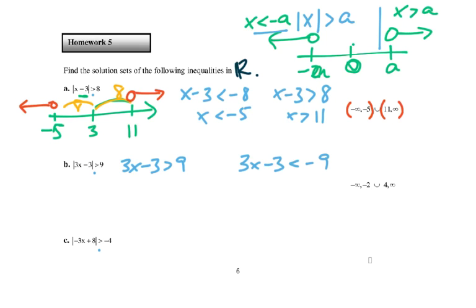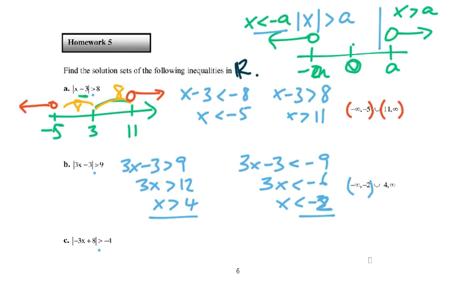All right, so adding 3 we'd get 12. Dividing by 3 gives us 4. And here we'll add 3, which will get us to minus 6. Divide by 3, and minus 6 divided by 3 is minus 2. And so we see x is less than minus 2 or bigger than 4. Our solution set will have neither of those values included and will look like this.